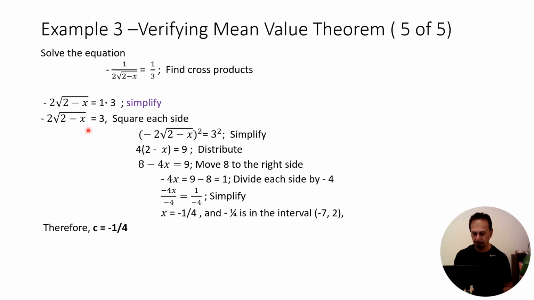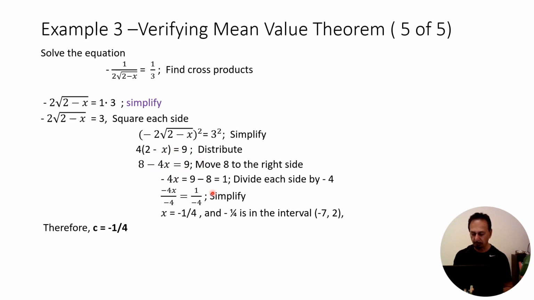We are solving for x, and x is under the radical sign, so we square both sides. So we have the square of negative 2 times square root of 2 minus x equal to the square of 3. When you square this, negative 2 becomes 4, and the square of square root of 2 minus x becomes 2 minus x, and the square of 3 becomes 9. Now we distribute 4, so 4 times 2 is 8, and minus 4 times x equals 9.